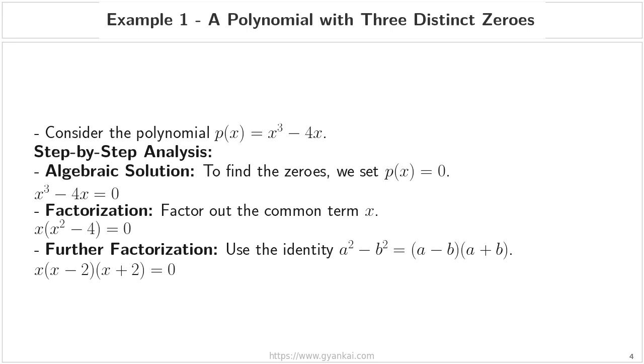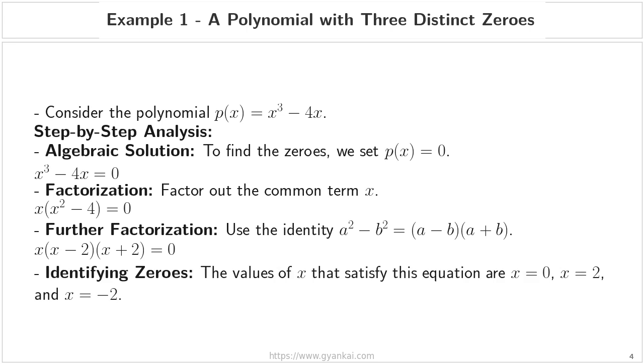This brings us to the most important part, identifying the zeros. For this product to equal 0, any one of these three factors must be 0. This gives us three distinct solutions: x equals 0, x equals 2, and x equals -2.